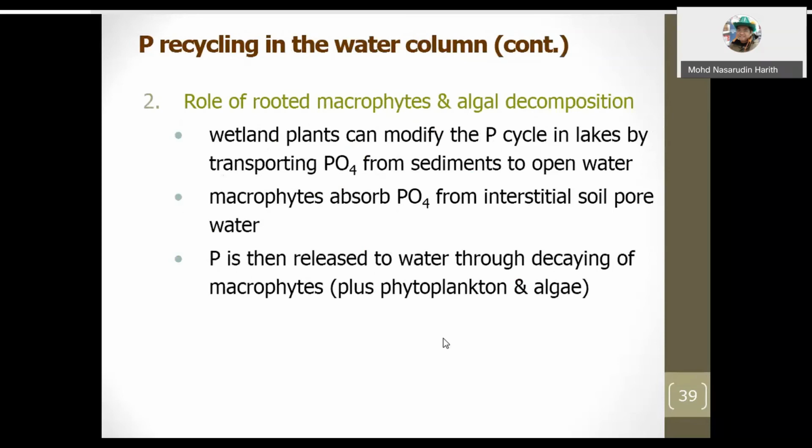There is also a role of rooted macrophytes and algal decomposition. Wetland plants can modify the phosphorus cycle in lakes by transporting phosphate from sediments to open water. Macrophytes absorb phosphate from interstitial soil pore water. Phosphorus is then released to water through decay of macrophytes, plus phytoplankton and algae.